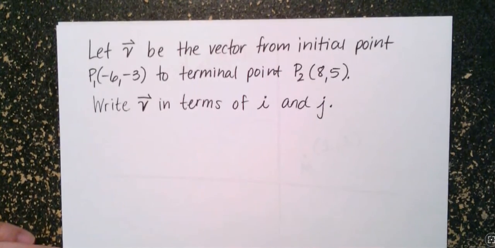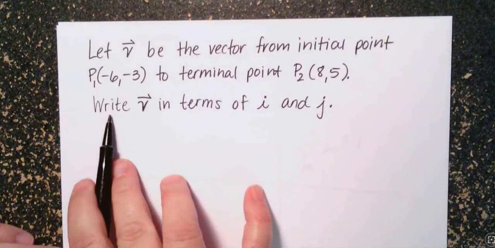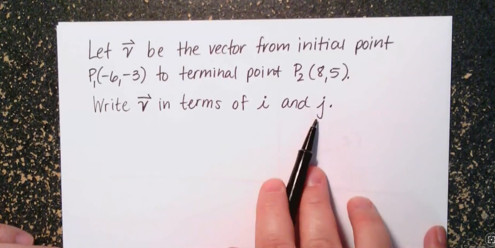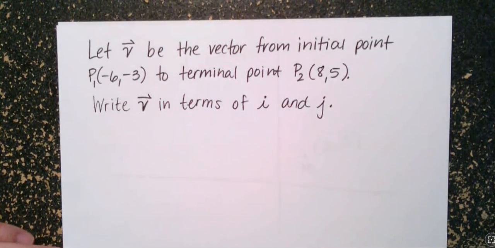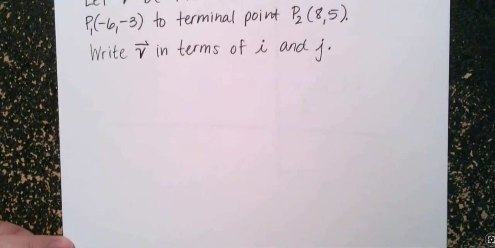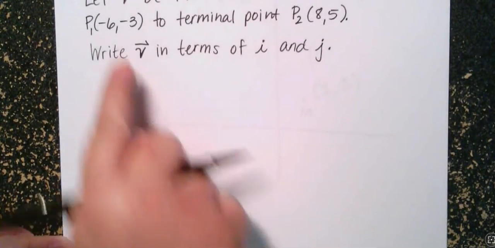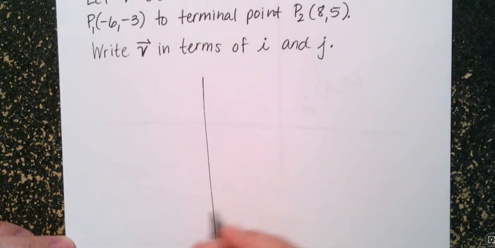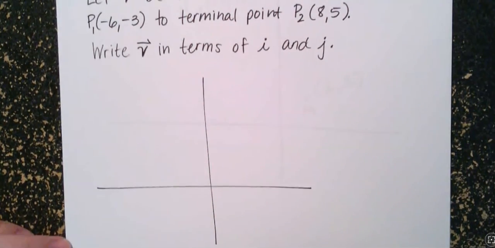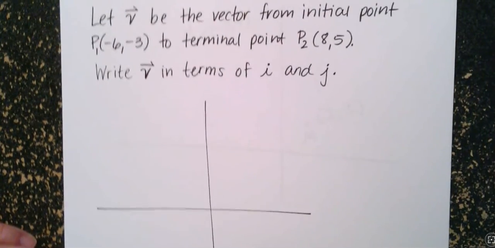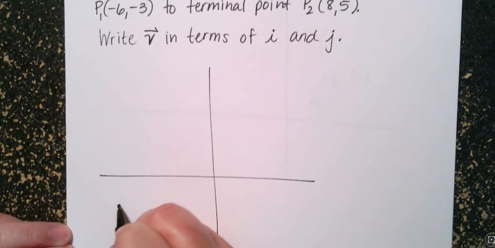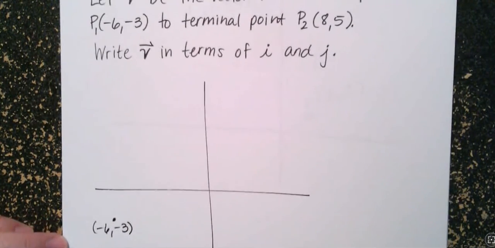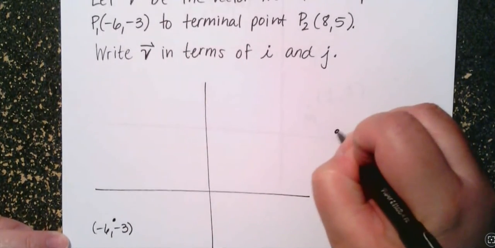And I'm asked to describe this vector. There's a couple of ways I can do that. This one, specifically write v in terms of i and j, we're going to come back to. But let's look at it in the graph. Let me just sort of sketch this graph. That was not the most vertical of y-axes. But (-6, -3), and it's rough sketching time here, to (8, 5), okay? (8, 5).